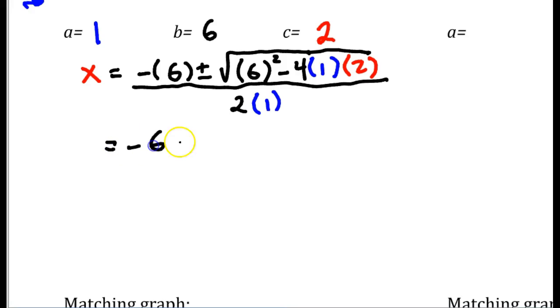So we have negative 6 plus or minus the square root of the discriminant, and that's all divided by 2. I usually just like to go up here and figure it out and then put it in. So 6 times 6 is 36, and 4 times 1 times 2 is 8. So 36 minus 8 is 28.